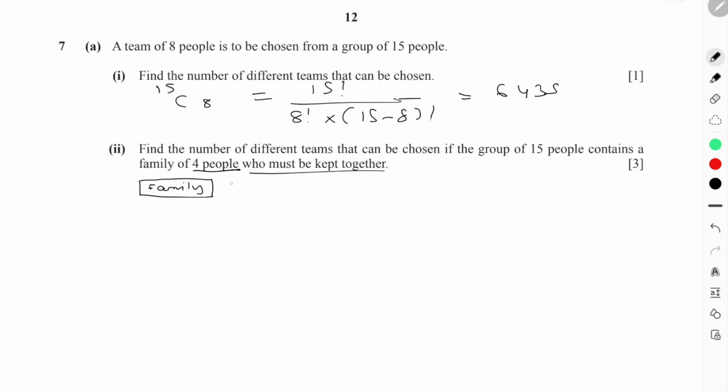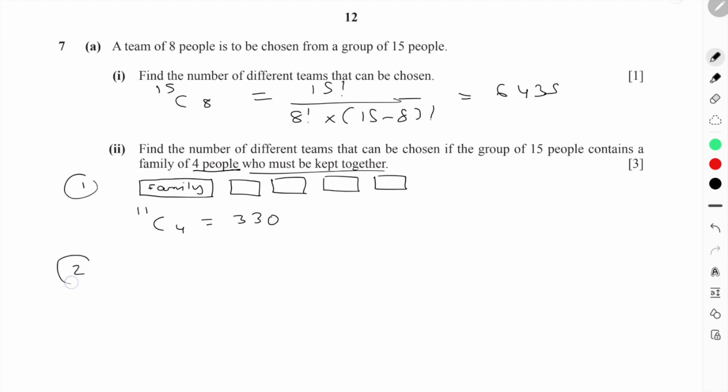And then there are 4 other people that can be chosen. So this is case 1. So we have 5 and then we have 12. So we can do 11C4 to find the teams chosen with the family. So that's 11C4, that's 330.